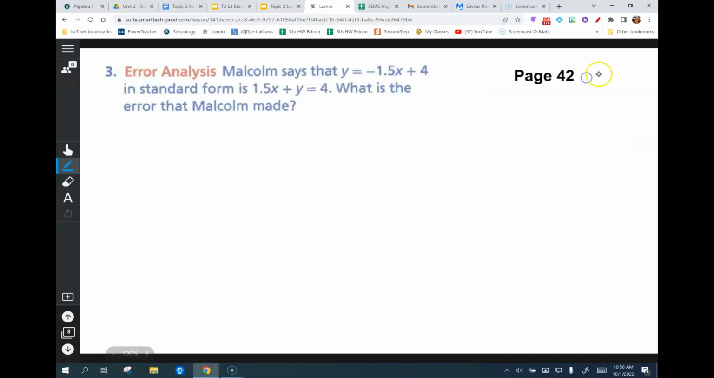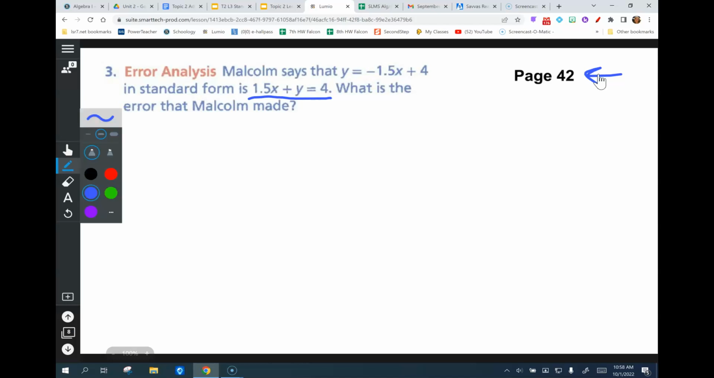Good. So go to page 42 right now in your books. Go to page 42. And then read this question. Malcolm says that y is equal to negative 1.5x plus 4 in standard form is 1.5x plus y is 4. What is the error that Malcolm made? Concentrate on this equation. Write down your thoughts. Why is there a mistake with what Malcolm wrote for standard form?